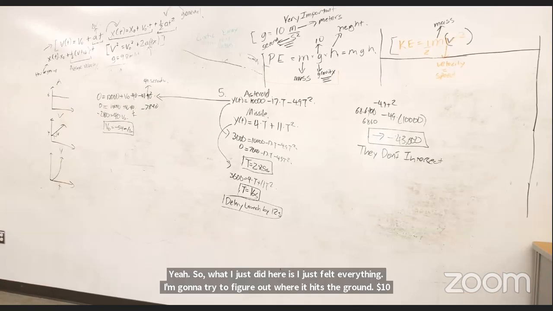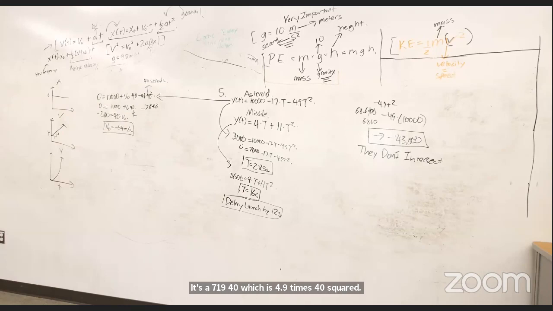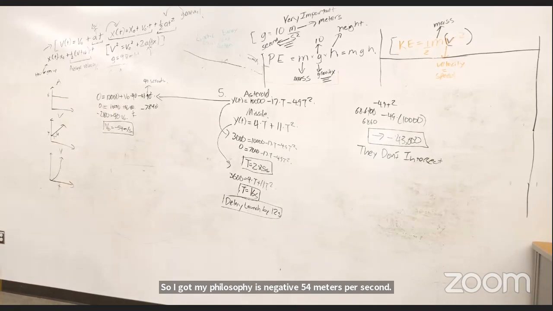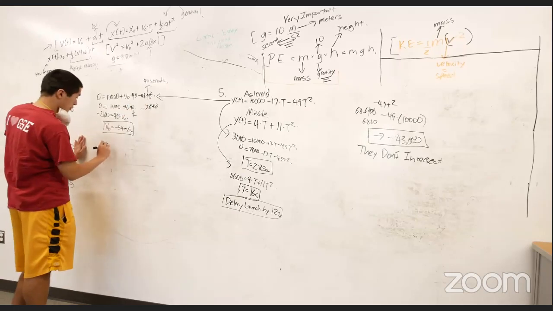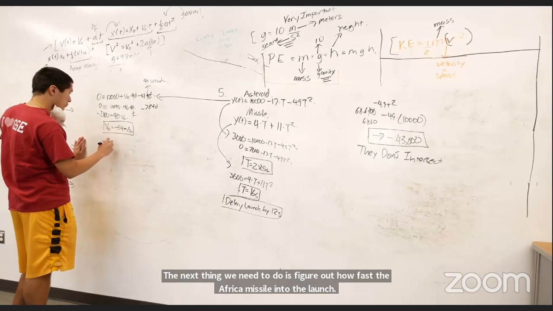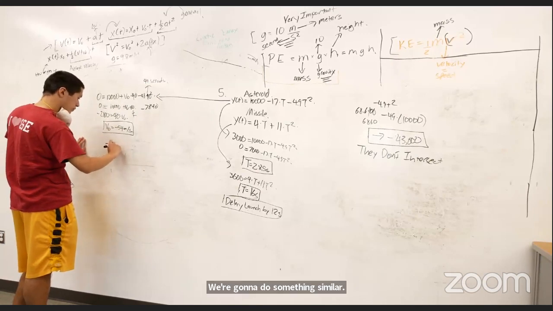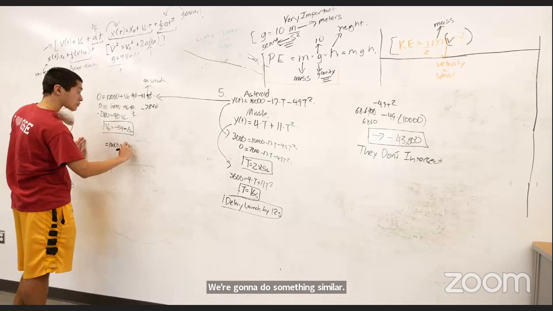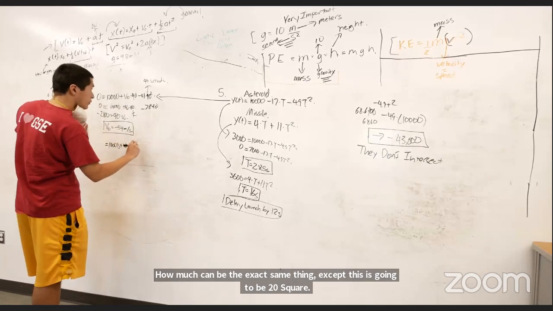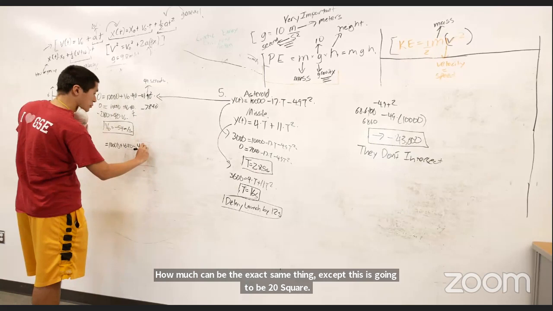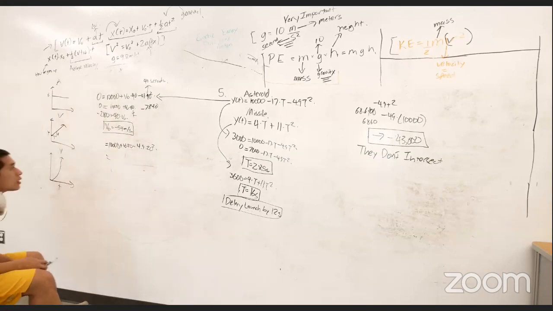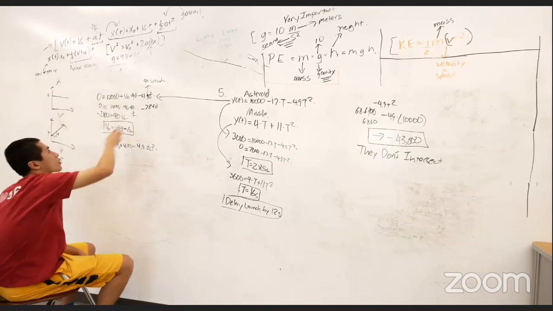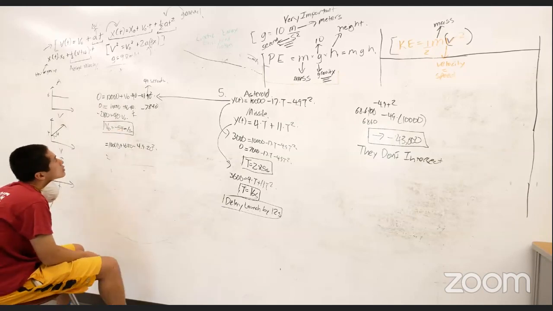So the next thing we need to do is figure out how fast the asteroid and missile need to be launched. So we're going to do something similar. Pretty much going to be the exact same thing, except this is going to be 20 squared. So 4.9 times 20 squared, divided by 4, is 1960, I think.